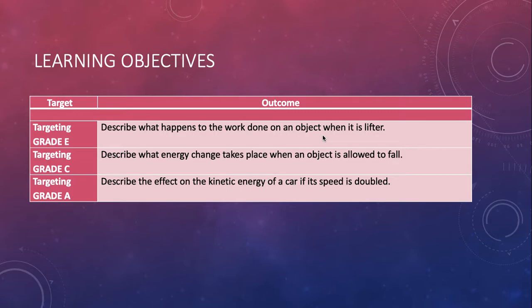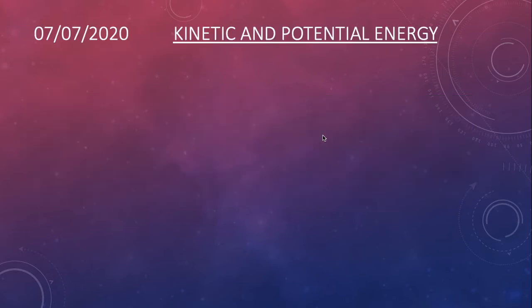What do we need to be able to do? What happens to the work done when an object is lifted? What are the energy changes taking place when an object falls? And what is the kinetic energy of the car if its speed is doubled? We're looking at those three things, aren't we? Work done, potential energy, and kinetic energy.